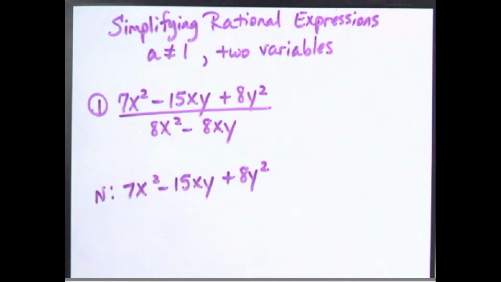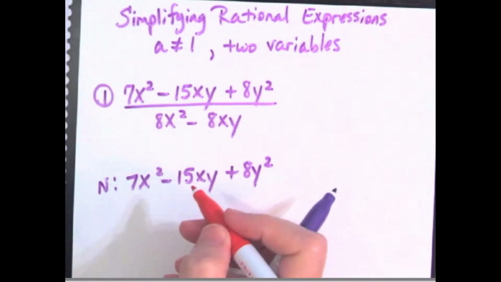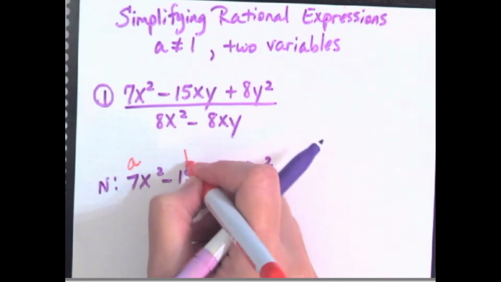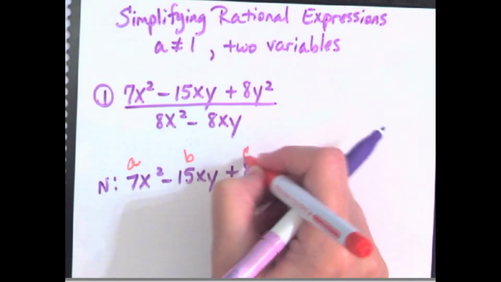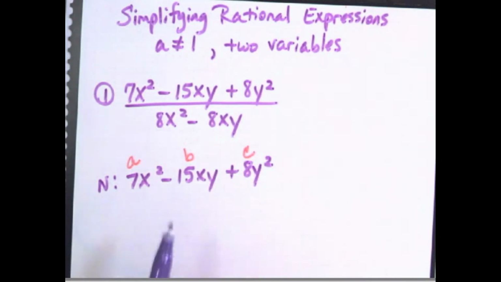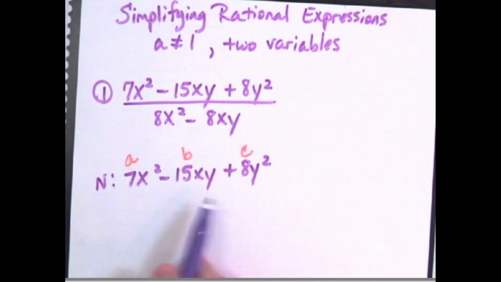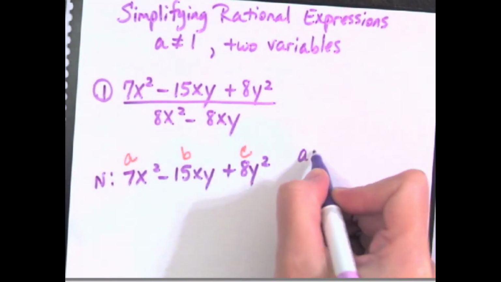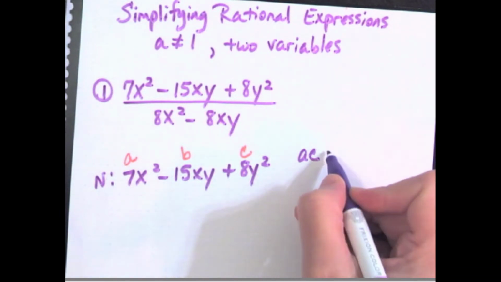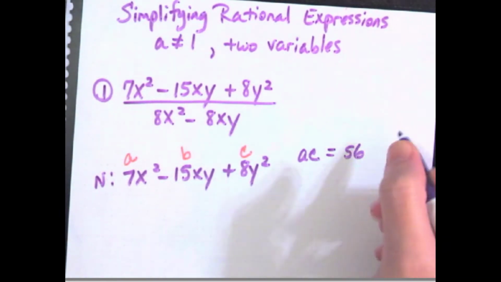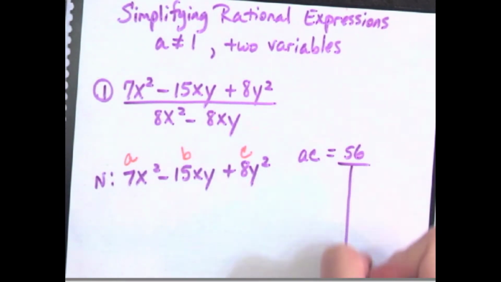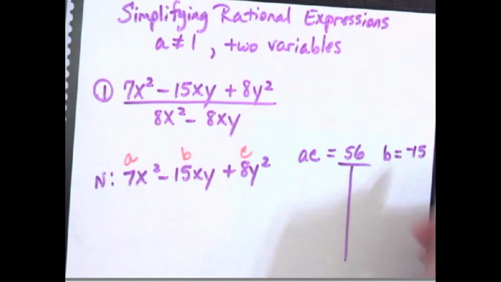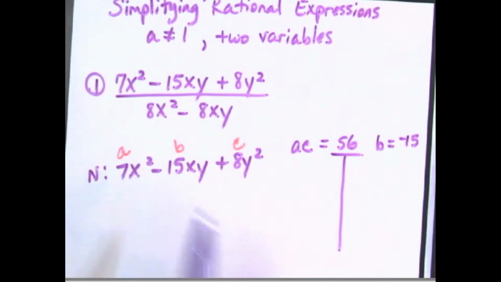Okay, so in this numerator that is quadratic, my highest exponent is 2, so what's in front of that will be our a, middle term's b, last term c. I notice 7 will not go into 15 or 8, so I don't have a GCF. So I need to use the AC method. So I'm going to multiply a times c. 7 times 8 is 56. And we need factors of 56 that are going to combine to give us negative 15, our middle term.